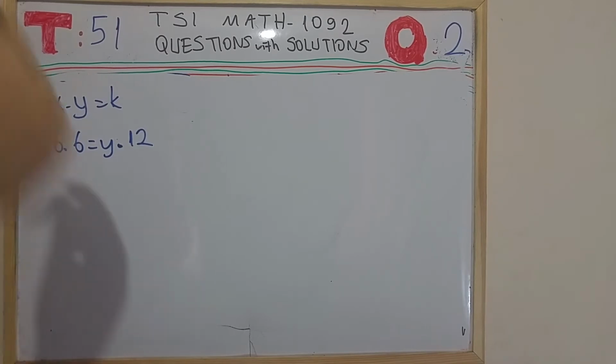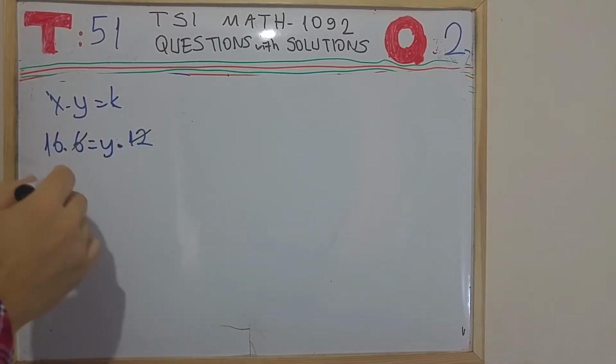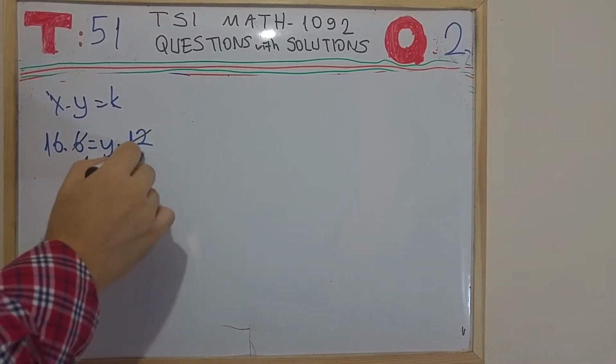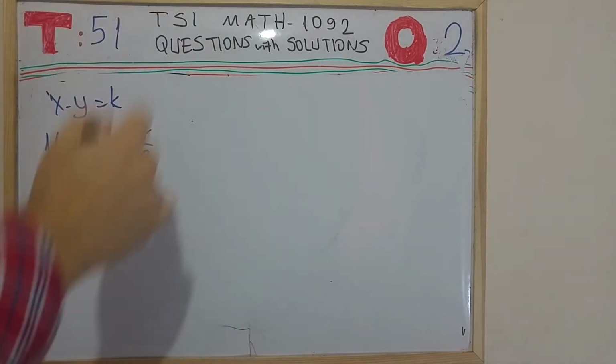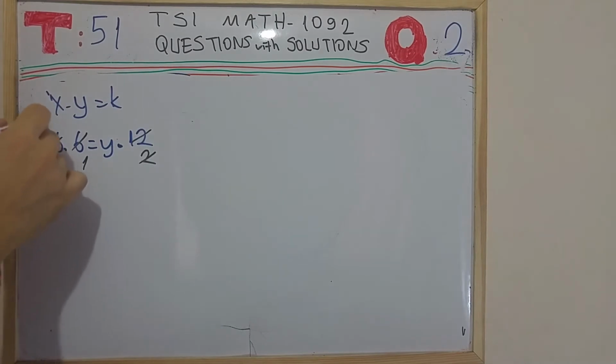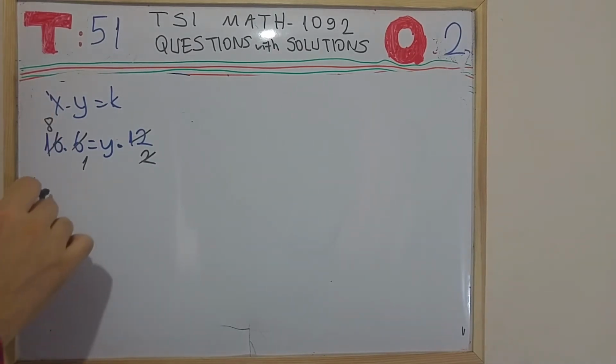When we divide 12 by 6, this is going to be 1 and this is going to be 2. So when I simplify these two, 16 will be left as 8, so y is equal to 8 here.